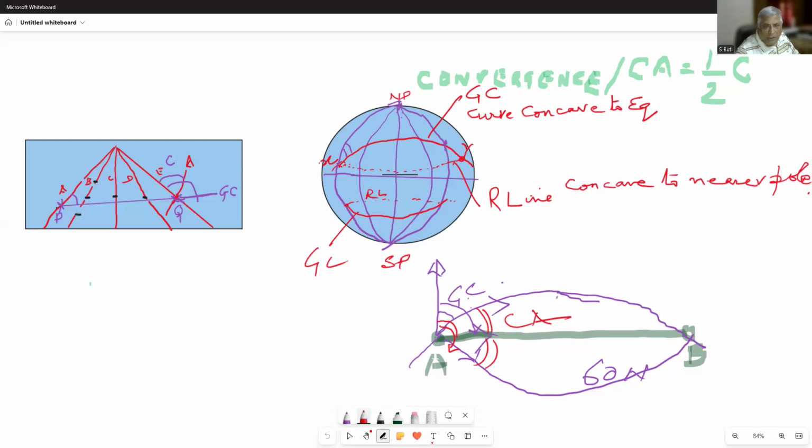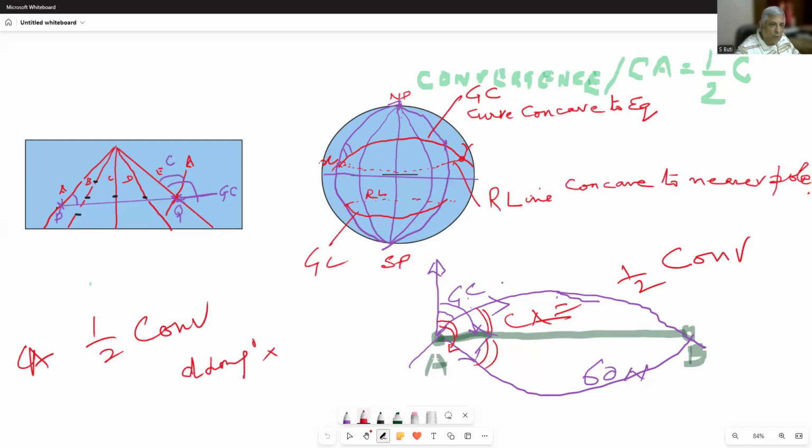Now, if you fly the great circle track, you will cover the shortest distance. The value of conversion angle is equal to half of the convergency. Half of convergency is your conversion angle. Convergency is dlong in degrees into sine of the latitude. And if these two places are on different latitudes, A and B, then take the sine of mean latitude or mid latitude.